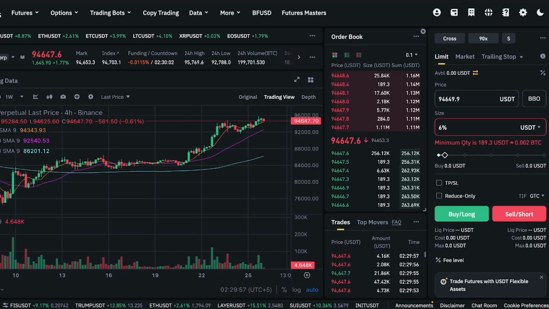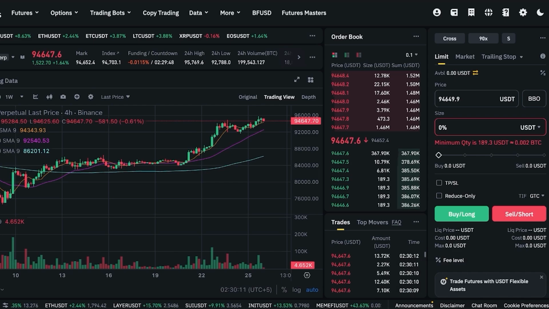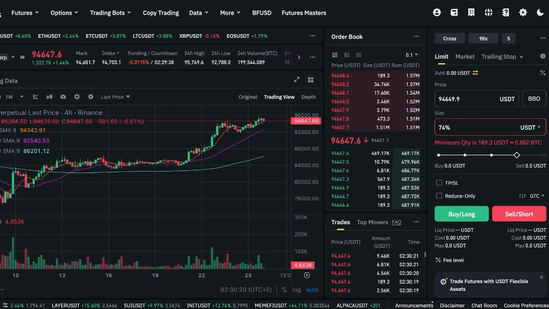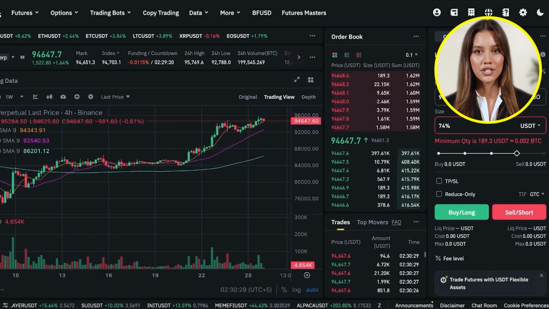Then from here, we're just going to click on over here. So our minimum quantity is going to be 189 USDT. From there, we can proceed with our order. Keep in mind that this account is not a funded account, so we can't actually trade. But from here, you can proceed.